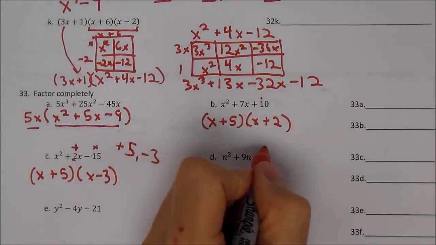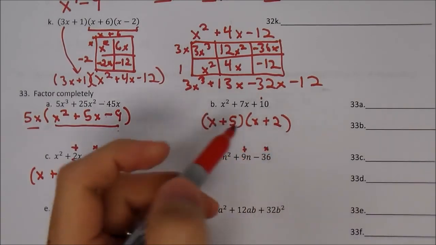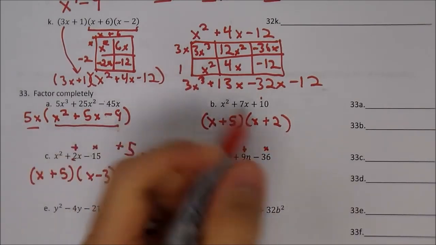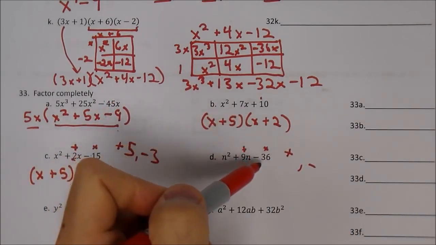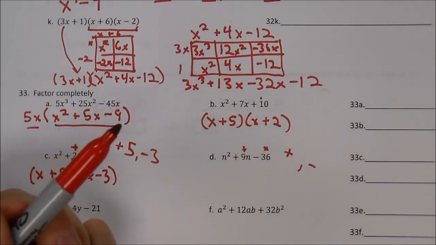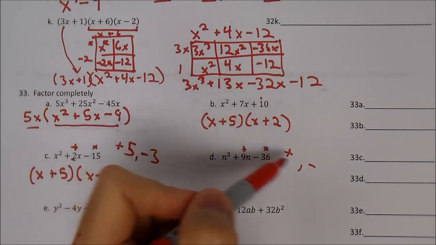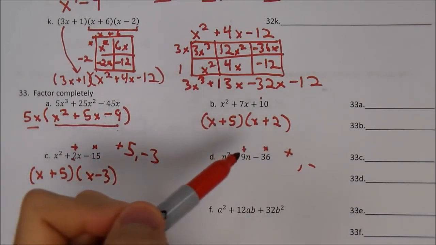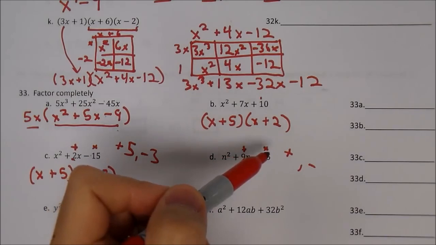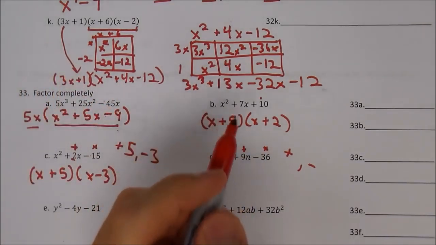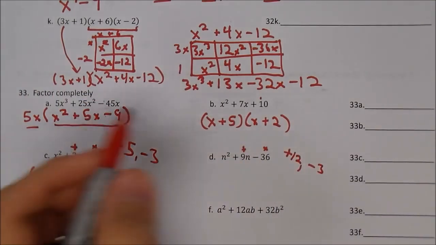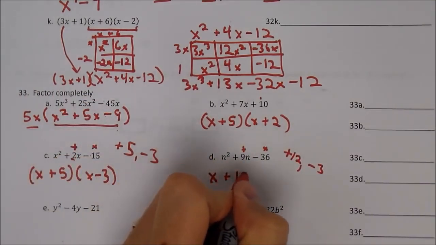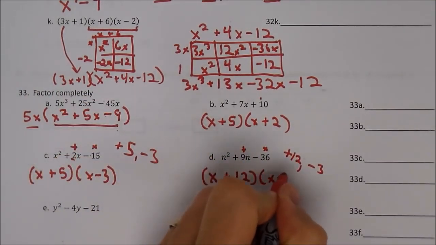For d, multiply to 36, add to 9. A negative product, but a positive sum means one's positive, one's negative. So I need them to be 9 apart. Well, 6 times 6 is usually the first one we think of for 36, and those are not 9 apart, they're the same number. But if I think of 12 and 3, those are 9 apart. So if I go positive 12, negative 3, those add to 9. So it's x plus 12, x minus 3.